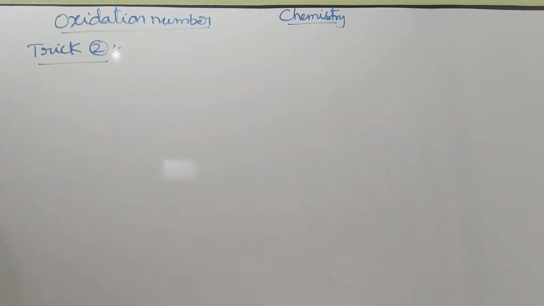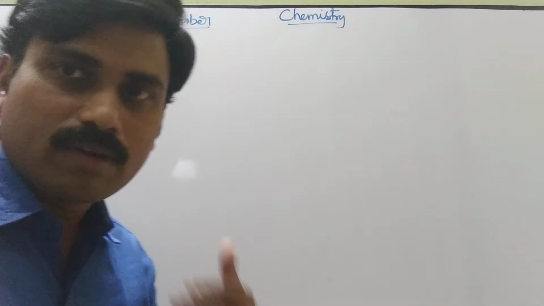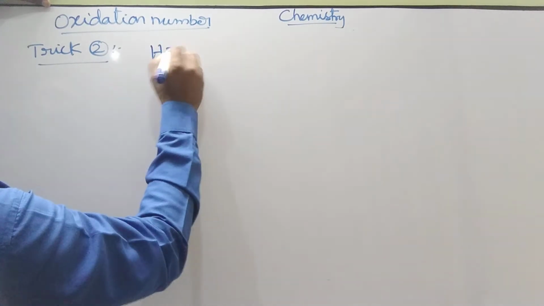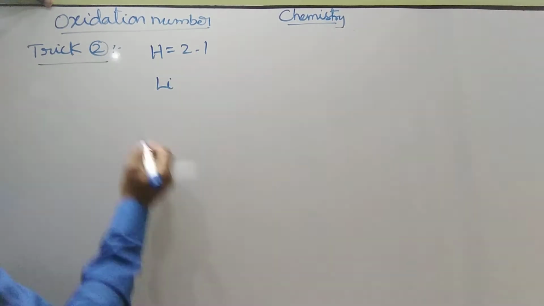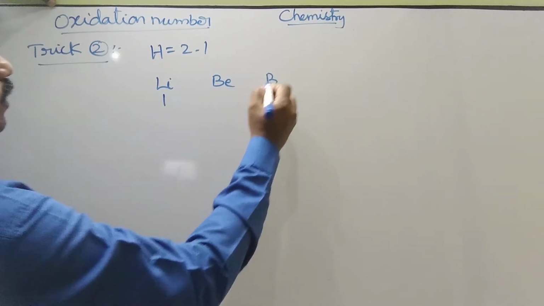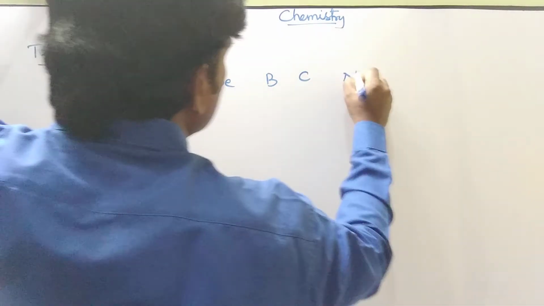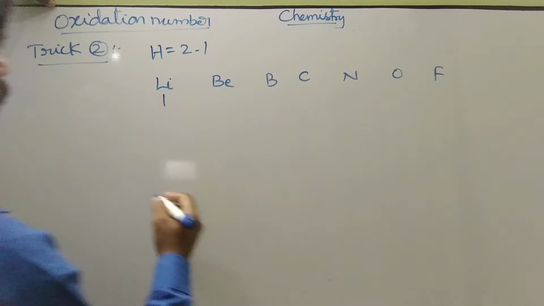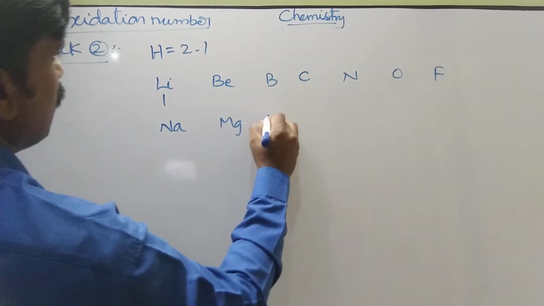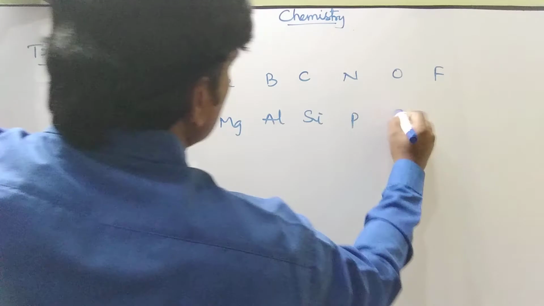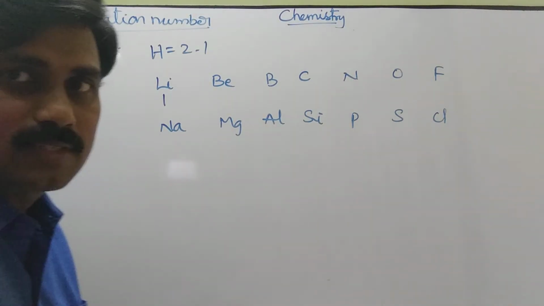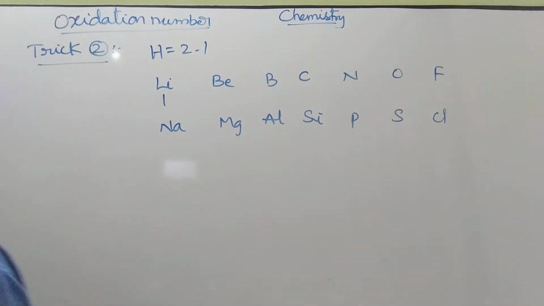Trick 2. In trick 2, depending upon electronegativity values, that's why we have to practice electronegativity values. Hydrogen electronegativity value is 2.1. Lithium electronegativity value is 1. Beryllium, boron, carbon, nitrogen, oxygen, and fluorine. Sodium, magnesium, aluminum, silicon, phosphorus, sulfur, and chlorine. See, look at these elements. So we should practice the electronegativity values. A very easy trick is there for these elements.